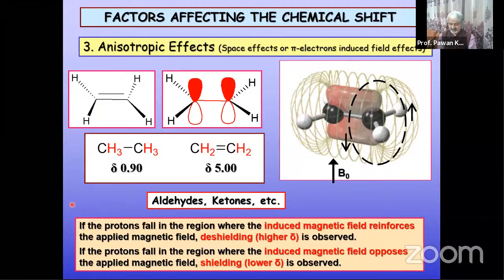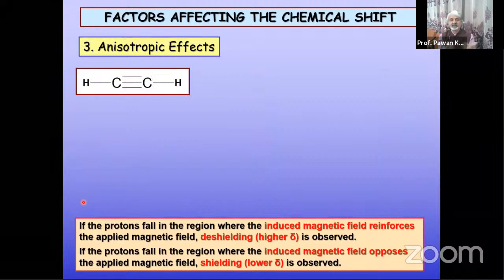So strongly deshielding. Now, why is the jump here only about 4 or 4.1 ppm, whereas the jump was 7 ppm in the case of benzene? We can say that in benzene the ring current was due to 6 electrons, whereas in ethylene the ring current is only due to 2 electrons.